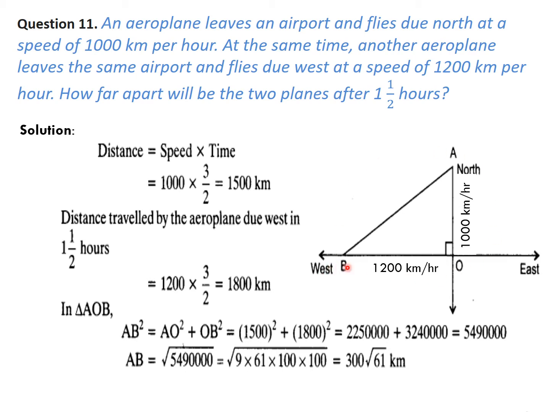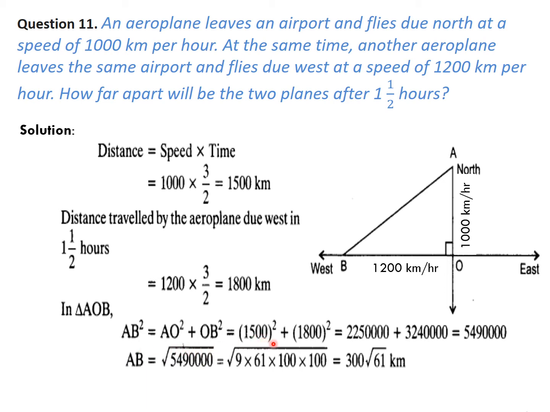We can clearly see that the angle created here is 90 degrees, because we know that the angle between north and west is 90 degrees. So OAB has formed a right angle triangle. Since we know the lengths of OA and OB, we can find the value of AB using the Pythagoras theorem. In triangle AOB, AB square equals OA square plus OB square.